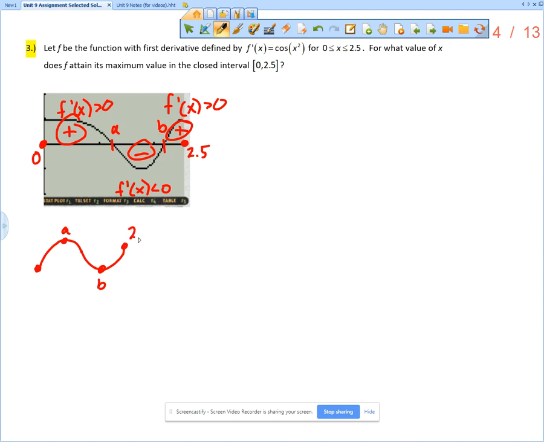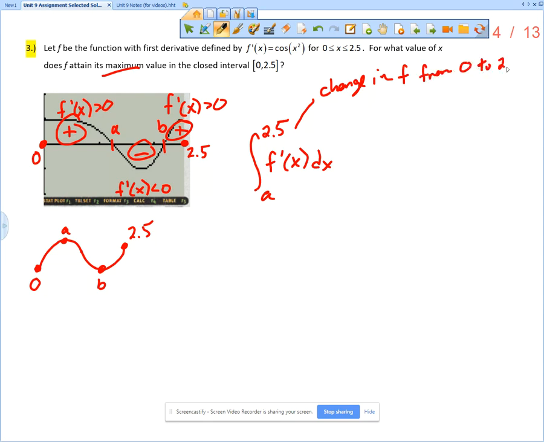So where could a maximum, which is what we're looking for, occur? It could be at A or at 2.5. So we want to compare the values at A and 2.5. We're going to integrate the f prime of x function from A to 2.5. What is this going to represent? Remember, we're integrating f prime, so it's the change in f. If this change is positive, that means from A to 2.5 we must have gone up. If this change is negative, from A to 2.5 we must have gone down.